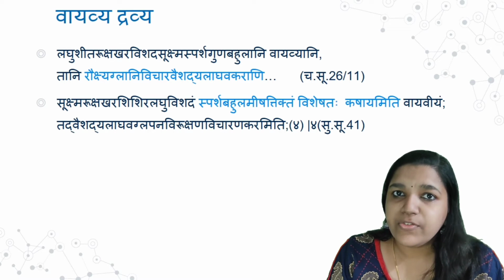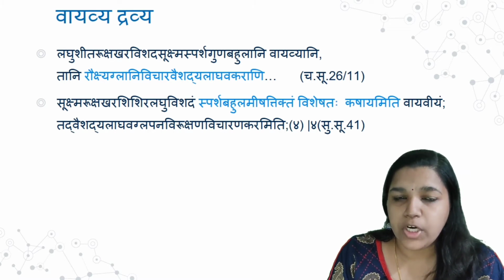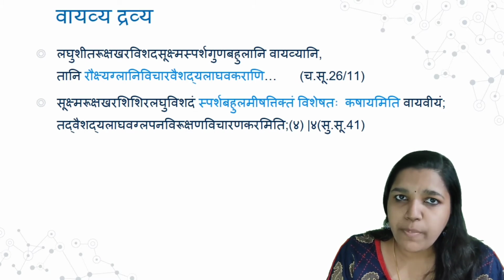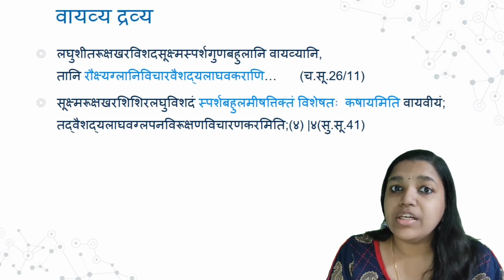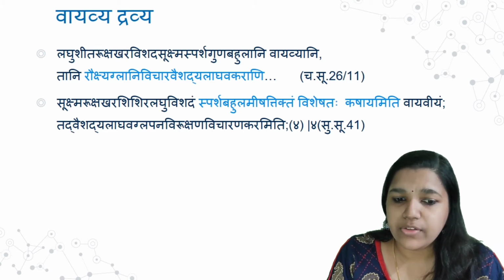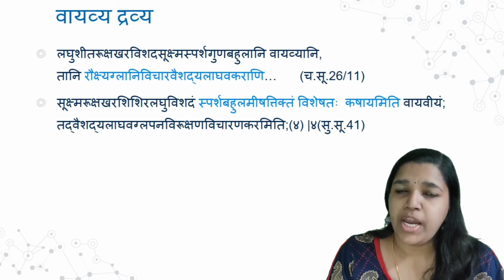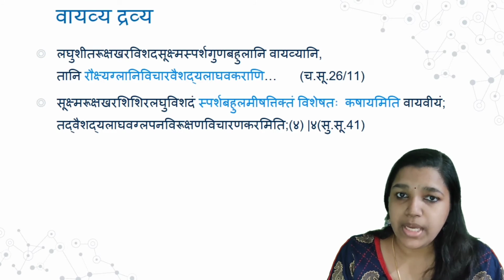and Vishada, such Dravyas, and along with that Sparsha Bahulam, that is the predominance of Sparsha Guna. Such properties are present. Such dravyas are considered to be Vayavya dravya, and such dravyas will have the rasas such as Ishat Tikta, a little bit of Tikta rasa will be there, and also Visheshataha Kashaya, and predominance of Kashaya rasa will be present.